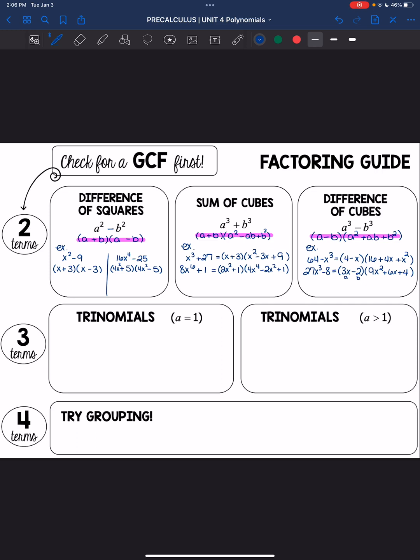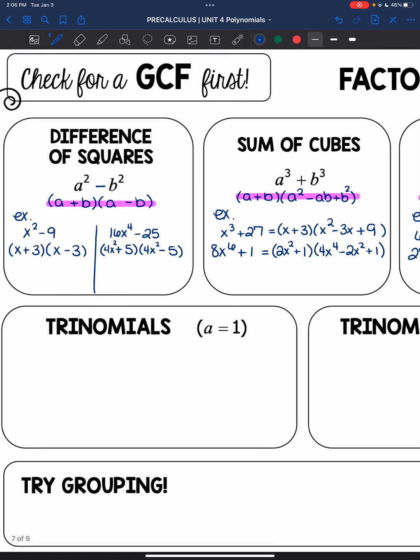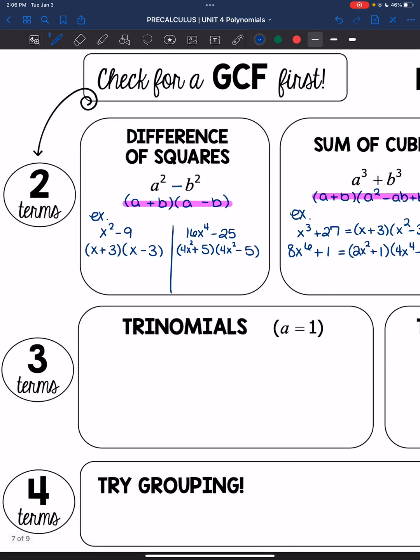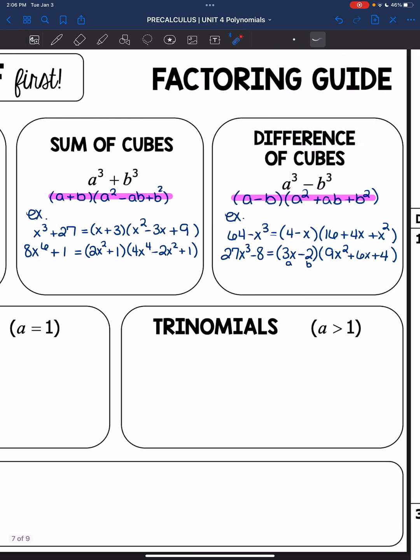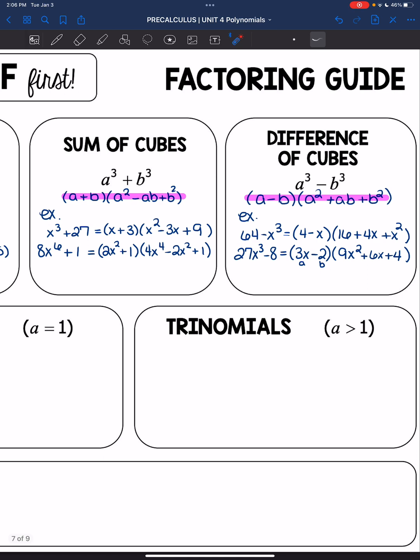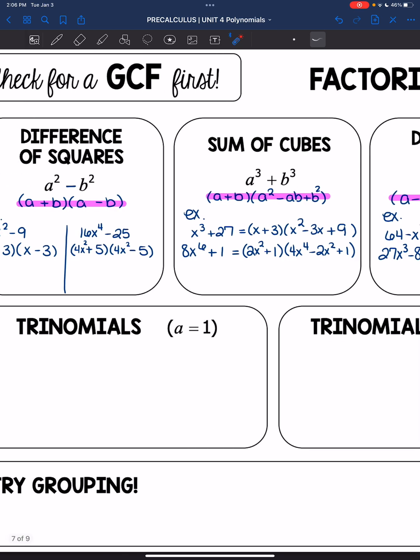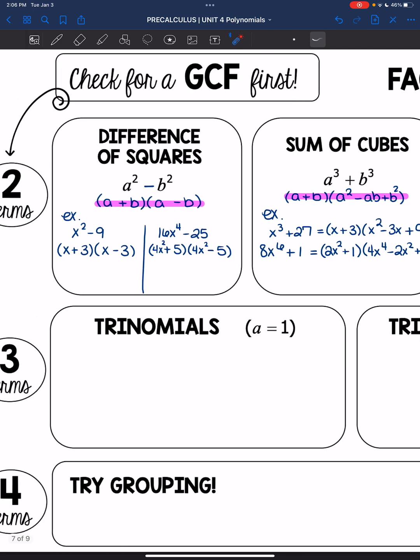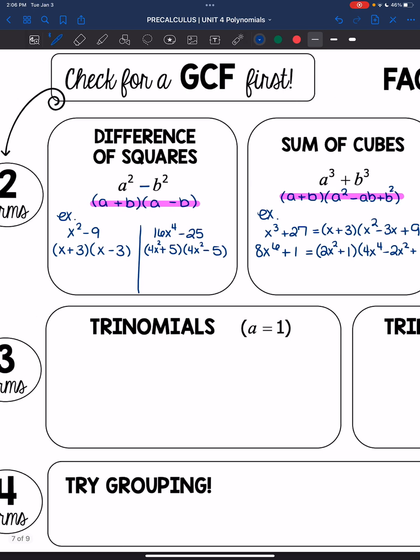So those were all factoring when what you were given were just 2-term polynomials. Now let's look at factoring when you have 3 terms. What do you call a 3-term? It's called a trinomial, and you could have trinomials when that leading term is either equal to 1 or greater than 1. So here is what we're looking at.